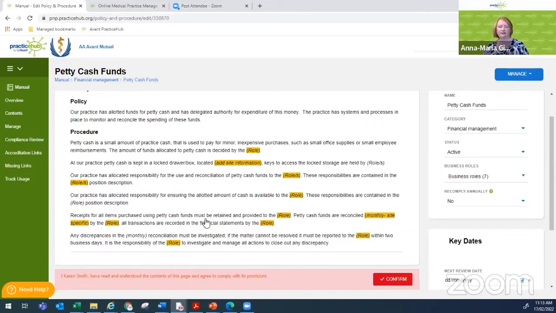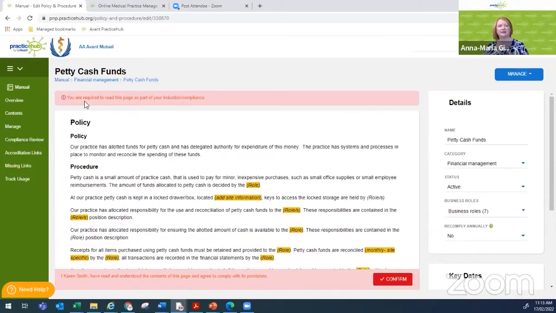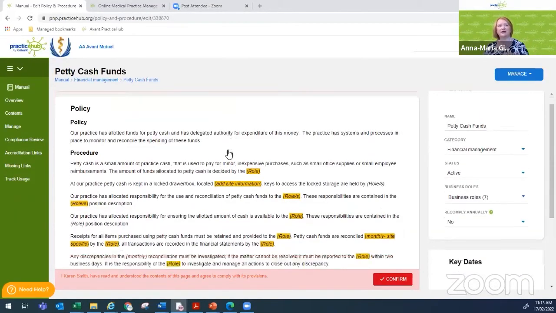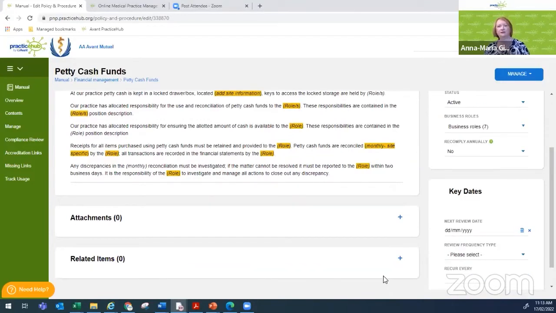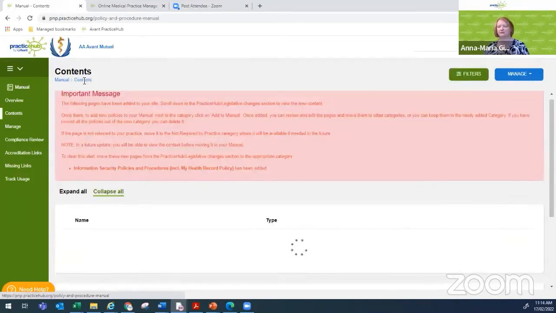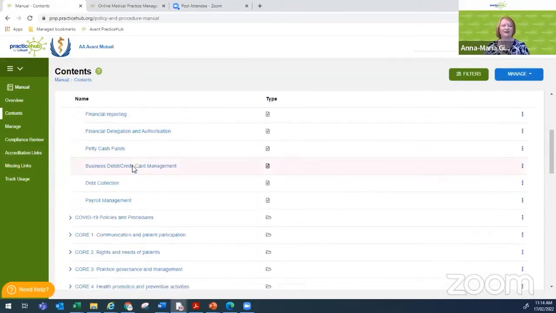And when they go into the policy itself, they'll see these banners. You're required to read this as part of your induction. I, whoever they are, have read and understood and agree to comply. And they simply click on confirm. And now you as the manager or owner have an audit trail that that person on this date and time has signed off on this policy. Okay. So that was petty cash. Conscious of time, moving along.